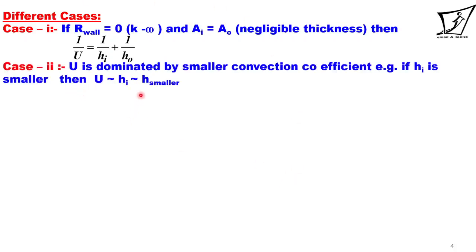Case number 2: U is dominated by the smaller convection coefficient, because the reciprocal of a smaller value is very large. So if the convective heat transfer coefficient of the inside fluid is smaller than that of the outside fluid, the overall heat transfer coefficient will be governed by the convective heat transfer coefficient of the inside fluid. Because Hi is smaller, its reciprocal will be large and the overall heat transfer coefficient will be approximately Hi, which is smaller in this case.